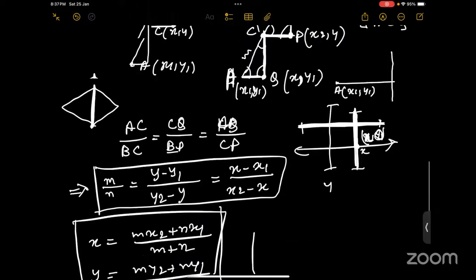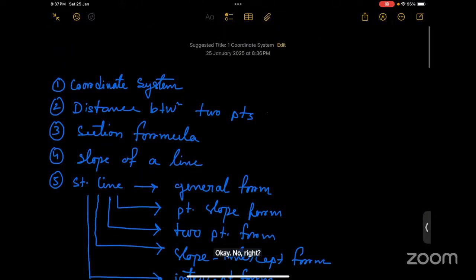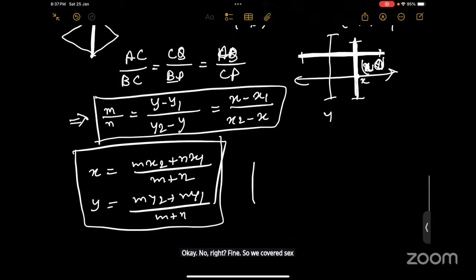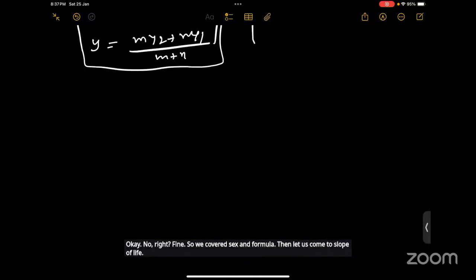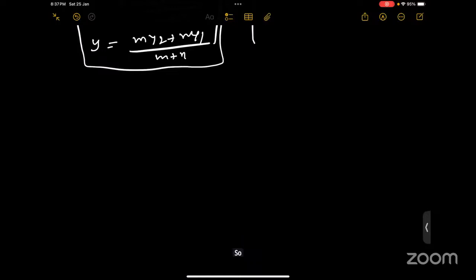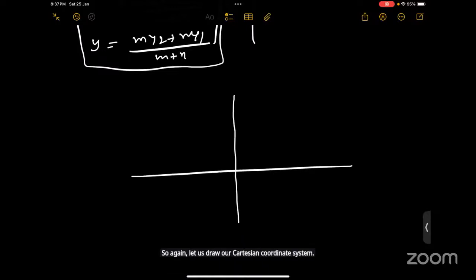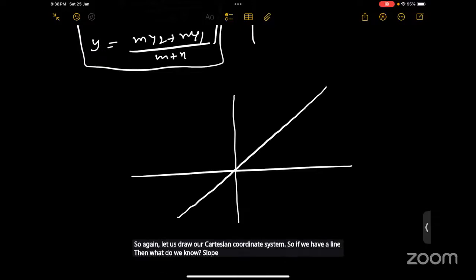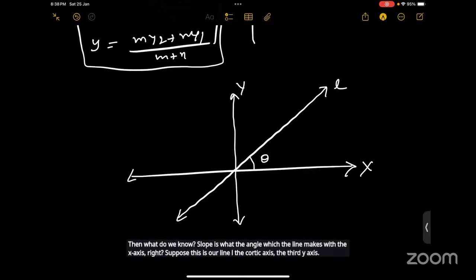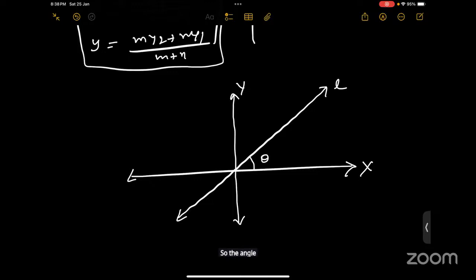Okay. No, right? Fine. So we covered the section formula. Then let us come to the slope of a line. Again, let us draw our Cartesian coordinate system. If we have a line, then what do we know? Slope is the angle which the line makes with the x-axis, right? Suppose this is our line L, this is our x-axis, this is our y-axis. So the angle we have to consider is this angle.